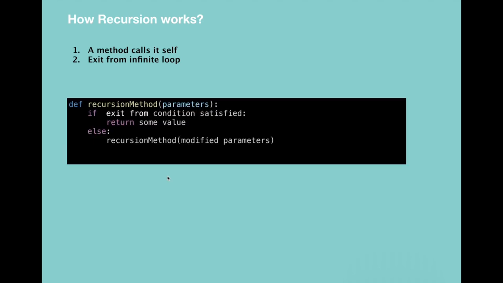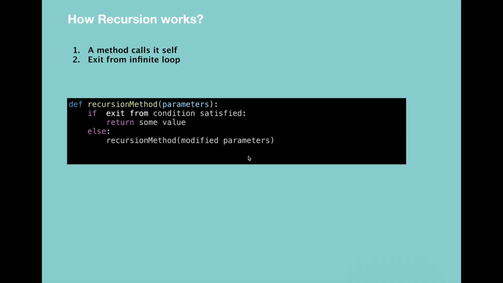From the syntax, we can easily see that the mentioned two conditions are implemented over here. First it checks the given condition. If it is satisfied, then it returns some value over here. Otherwise, it continues to call the recursive method recursively until the condition is met.